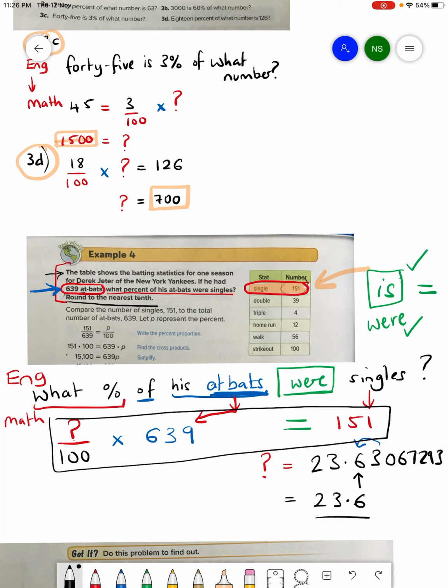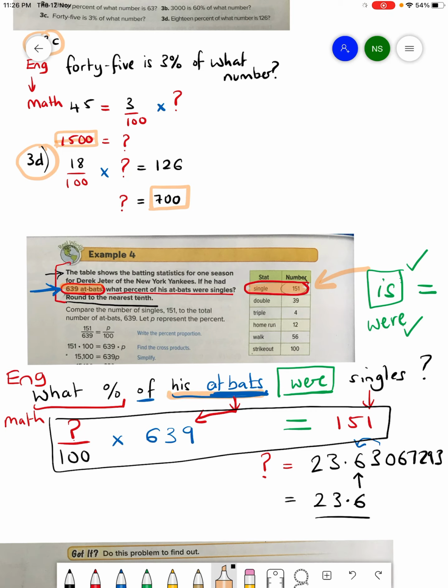So same principle, English to maths. Write the English sentence down. Go back to the question and ask yourself, what were the at-bats? What does it mean, his at-bats? Well, in the question, at-bats is written there: 639 at-bats. What do you mean by the word were? Well, in English, what's were? Were means is, but when you're talking about more than one. So we're going to use equals, just like we would with is.